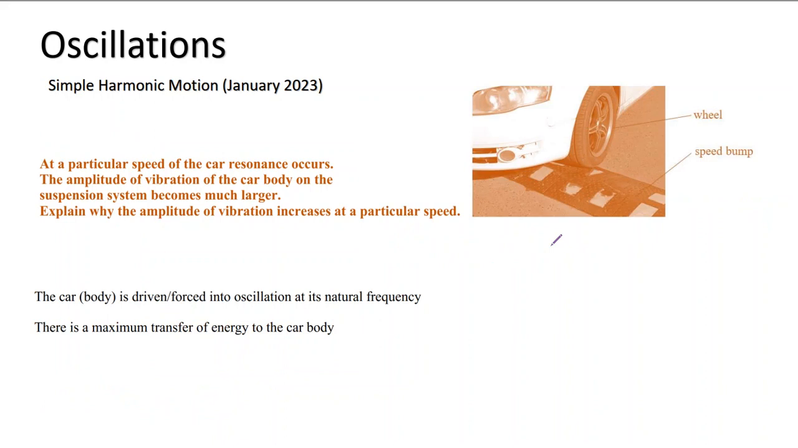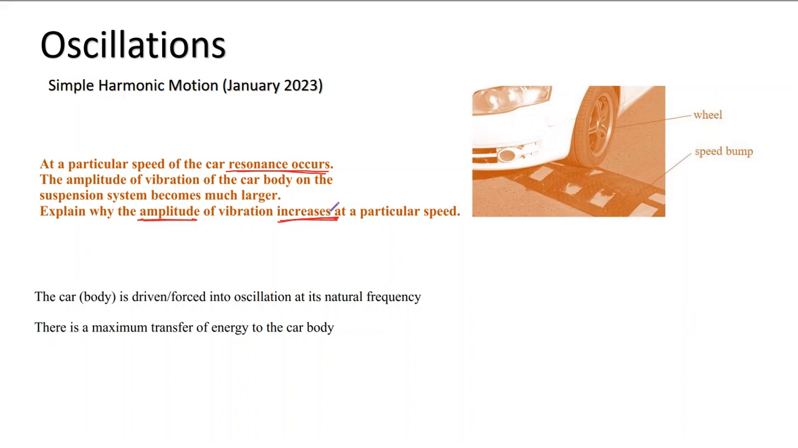Next we move on to oscillations. The first question would be from Jan 23. At a particular speed of the car, resonance occurs. So guys, the question specifically mentions resonance occurs. In this type of question, "resonance occurs" is actually a marking point, but for this specific question, since the question itself specifies that resonance occurs, writing it explicitly will not get you any marks. So the question says why the amplitude of vibration increases.